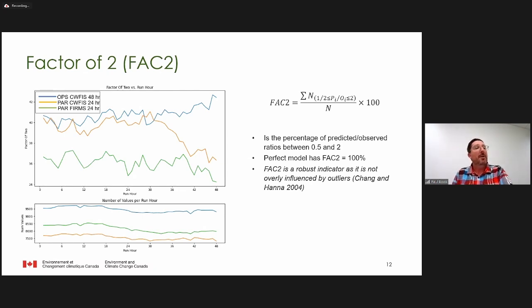So our initial evaluation indicates that the OPS CWFIS 48-hour actually has the highest percentage of predicted to observed ratios between 0.5 and 2, even though it has the lowest fractional bias of the 3 systems. This could mean that it has quite a few values within a factor of 2 when compared to the observations, but also many high values as well. And this can skew the fractional bias to even more negative numbers. Up to T+36, PAR CWFIS 24-hour also performs well. So I just got a couple more slides.